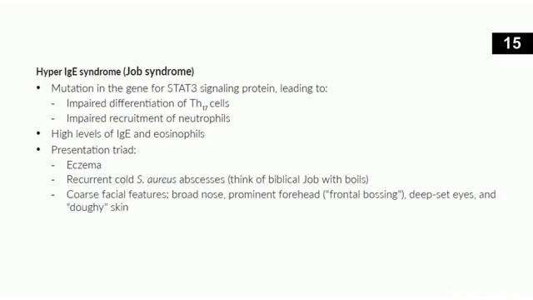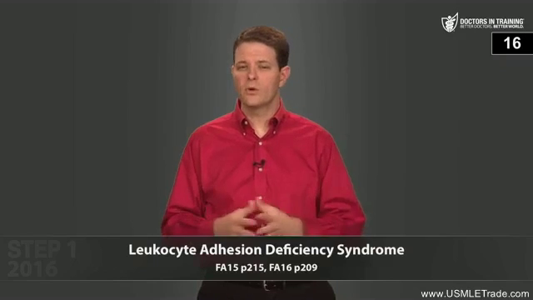These patients also have coarse facial features, such as a broad nose, a prominent forehead, which is called frontal bossing, deep-set eyes, and thick or doughy skin. These patients can also retain their primary teeth, so they have 2 rows of teeth on top and 2 rows on bottom. And if you see that, think hyper-IgE syndrome.